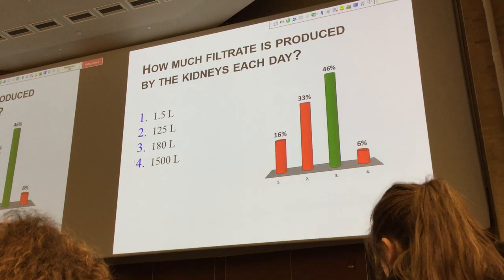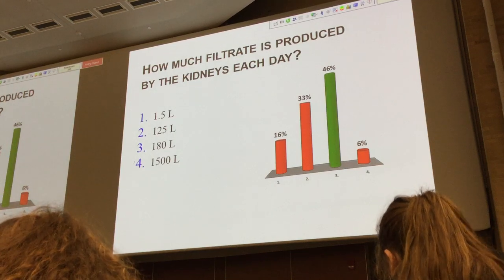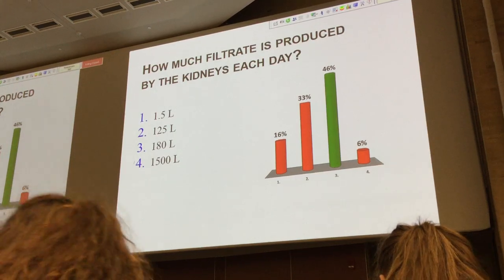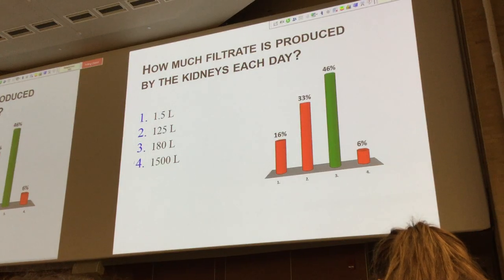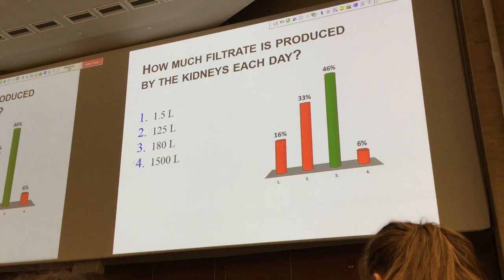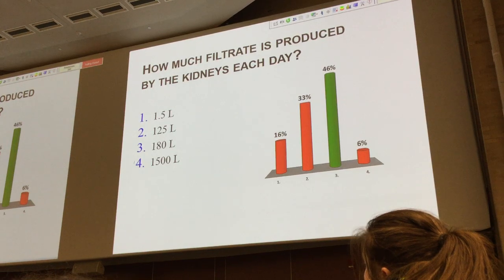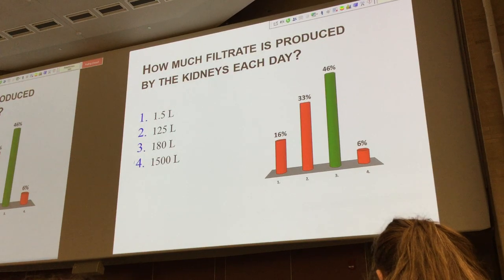So guess how much you reabsorb? What percentage? You gotta know this too. Well, okay, 90-ish, so let's round it. 98.7. 99%! You urinate out 1% of what your kidneys filter. Everybody got those numbers? Okay.